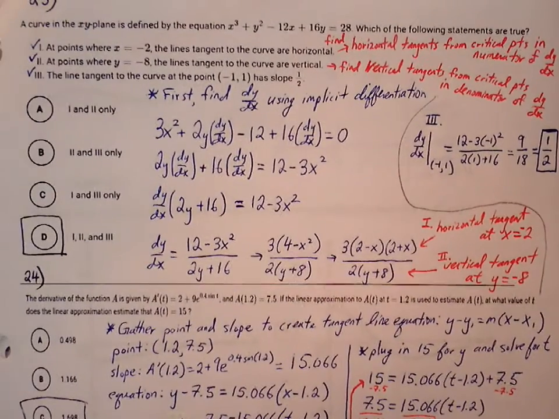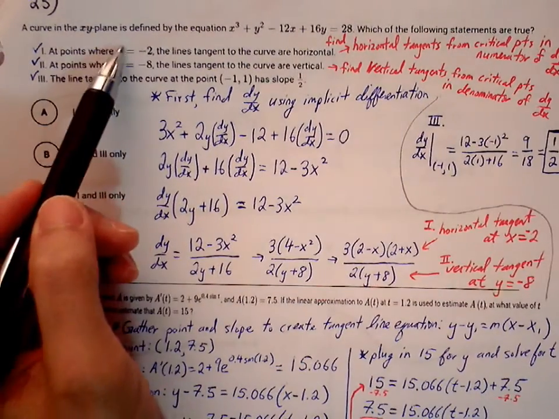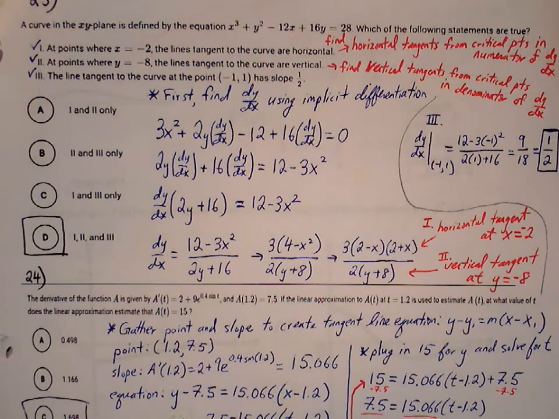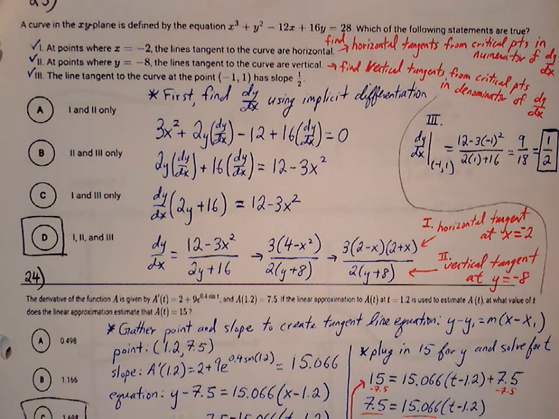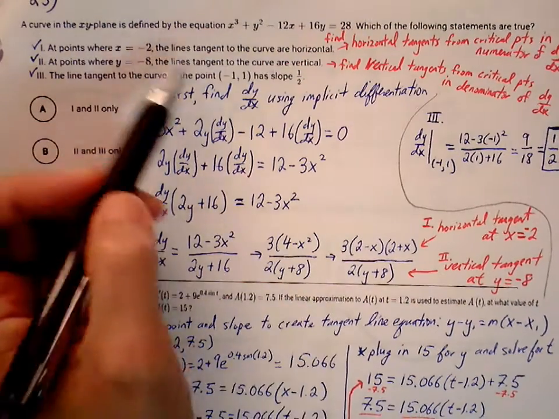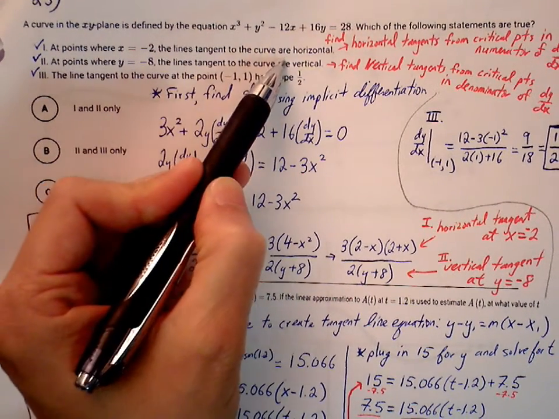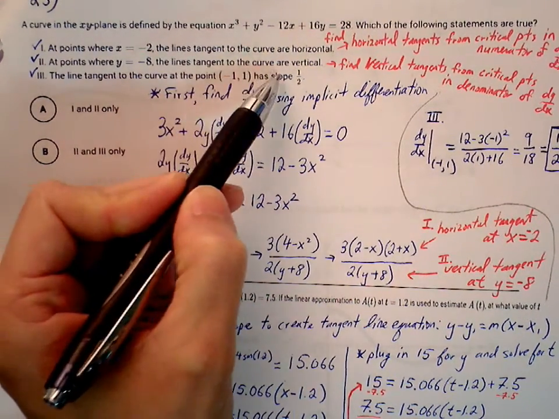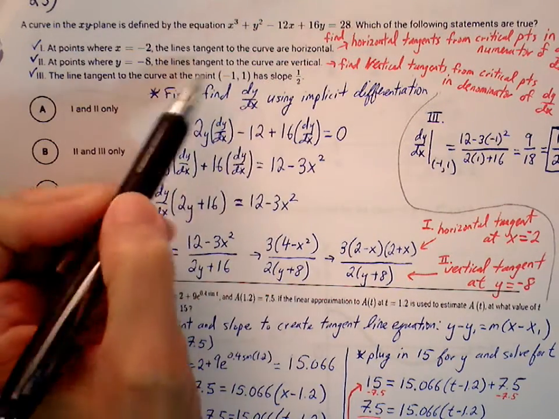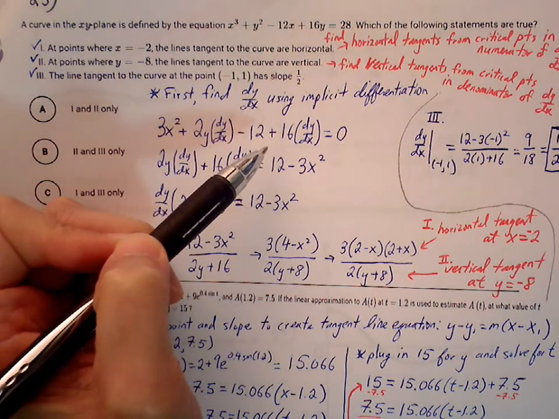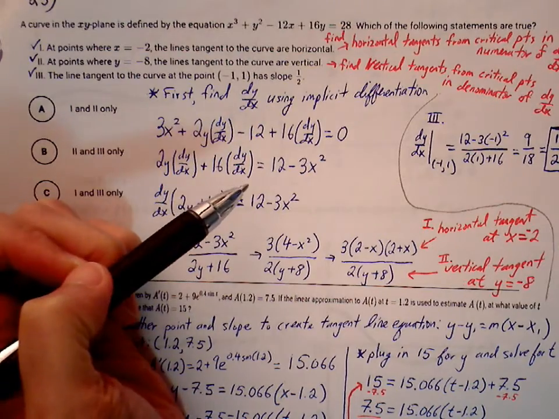Okay, 23. A curve in the xy plane is defined by the function. Which of the following statements are true? At -2, there's a place where a horizontal tangent occurs. At -8, there's a place where a vertical tangent occurs. And at -1, 1, there's a slope of 1/2.